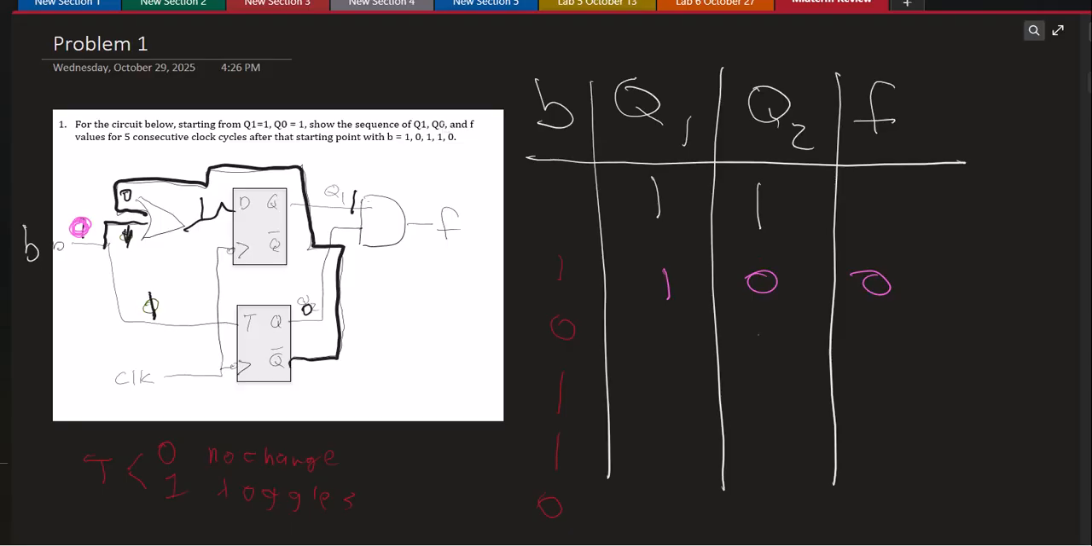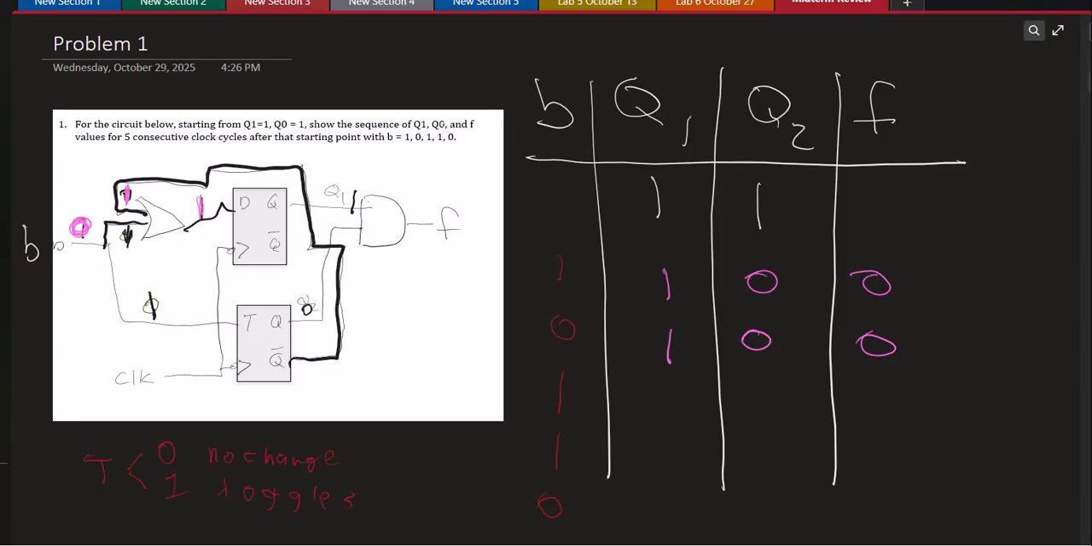Then when B is 0, Q2 remains the same. The not of Q2 is 1. 1 or 0 is 1, and Q1 will be 1. The AND of 1 and 0 is 0. So yes, it is still correct, but I just got lucky.